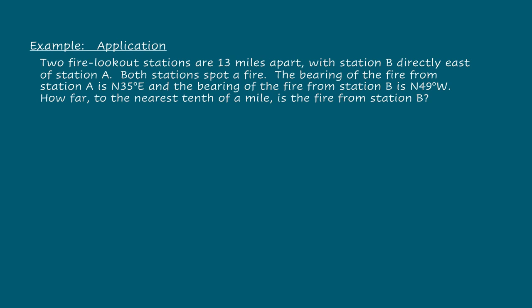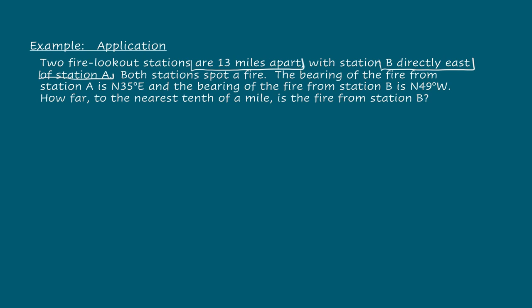So two fire lookout stations are 13 miles apart. All right, so here's one piece of information that we have, with station B directly east of station A. So there's one very important piece of information. We have directional information here. We have distance and we have direction. And both stations spot a fire, and the bearing of the fire from station A is north 35 degrees east, so there's some more directional information. And the bearing of the fire from station B is north 49 degrees west. How far to the nearest tenth of a mile is the fire from station B?